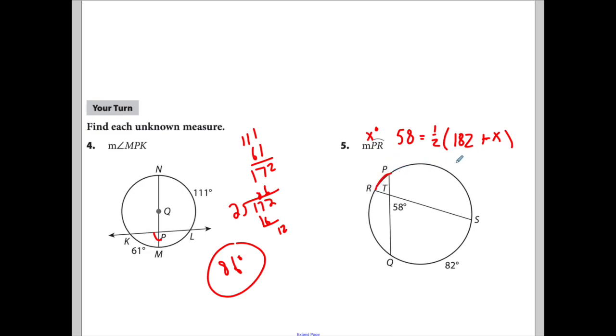Okay, so we could multiply, we could distribute. How about we distribute? So we get 58 equals 91 plus 1/2 x. Wait, not 182. Whoa, what's going on? Sorry about that, folks. Positive 82. So 41. That'll make sense. So 58 minus 41.